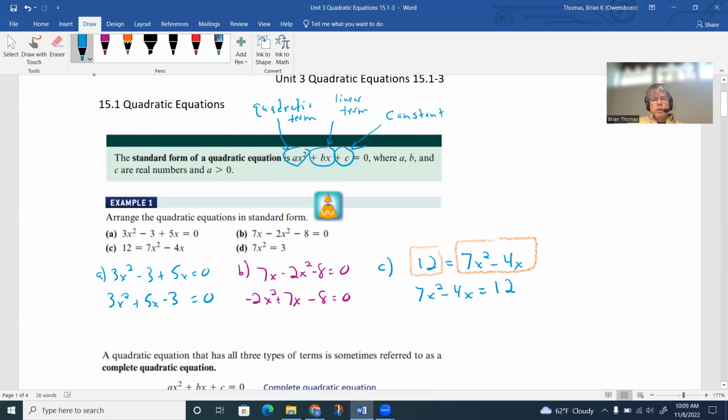One way of doing it is we can just subtract 12 on both sides to get the 0 there and get the quadratic term, the linear term, and the constant on the same side of the equation. I draw the line here to bring down my new equation. The quadratic term comes down. The linear term is the -4x, and the -12 is not a like term, so it just comes down as well. And you'd have that as your standard form of the equation.